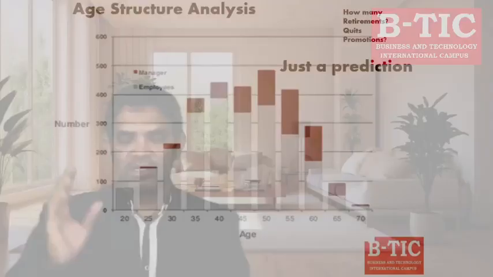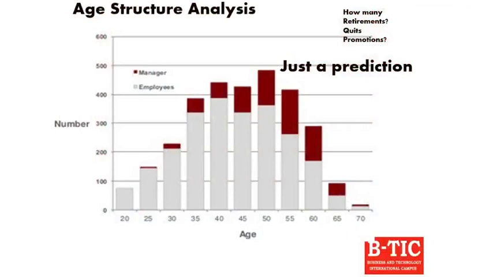Before you plan your HR requirement, you have to do the age structure analysis within your existing workforce. Look at the graph here. You have about 70 people in the early 20s, about 90 people in the mid 60s, and about 220 people in the early 30s. So that's the graph when you read it.